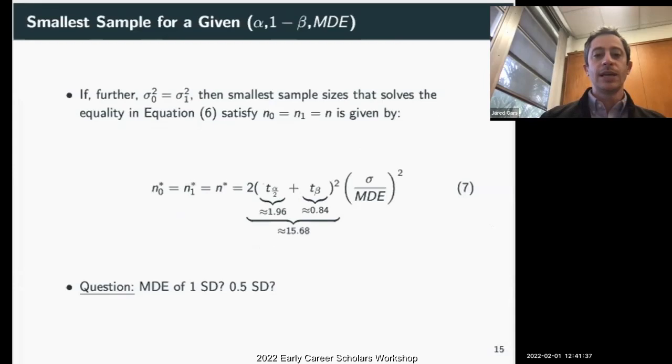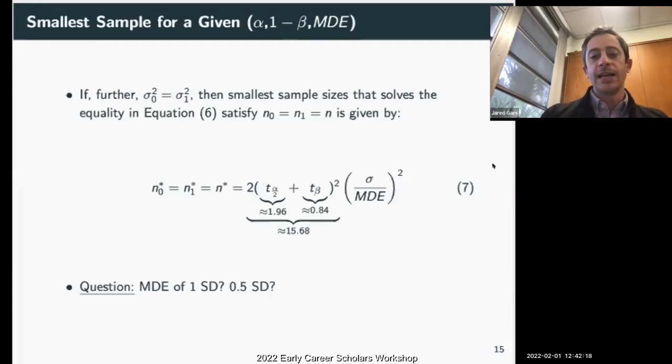So now we can use this actually to solve for n. In the most straightforward case, if we assume that the outcomes will have the similar outcome variance and that the treatment and the control have the same number of units, we can actually simplify this equation quite a bit further by skipping over a couple of steps. And then the equation here that's shown, equation 7, this n star is going to give you the number of units that you're going to have in each group. So here we see n star is just equal to 2 times the sum of these t-values squared, which is about 16, times the variance over the square of the MDE.